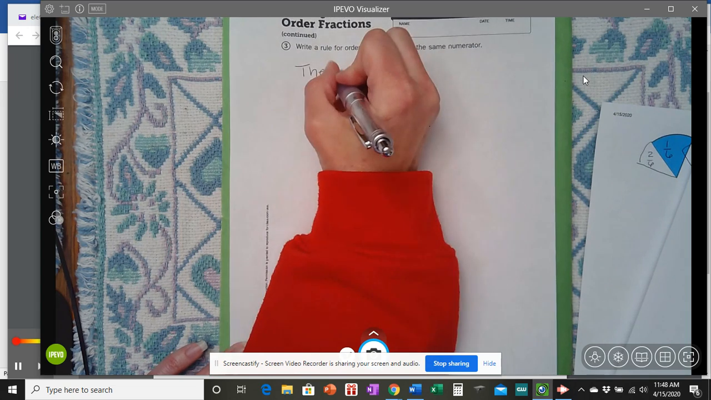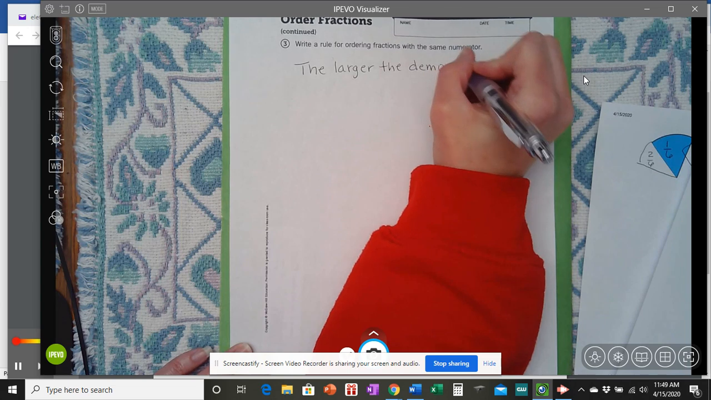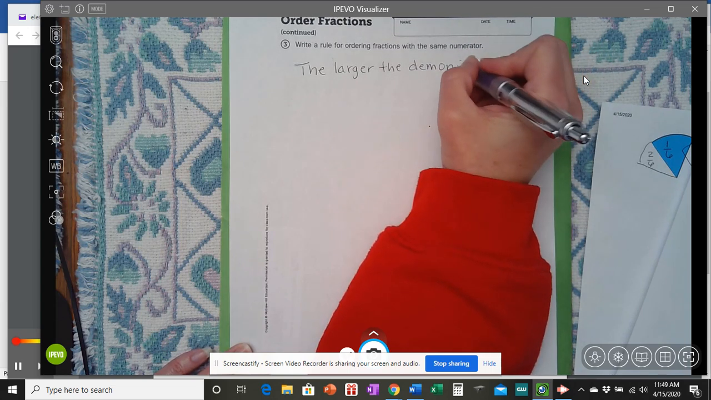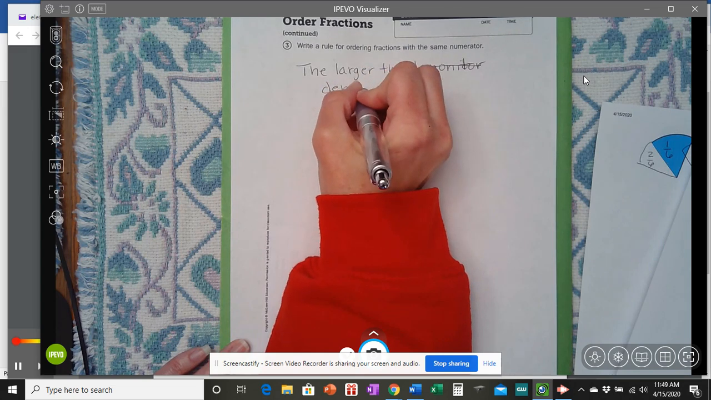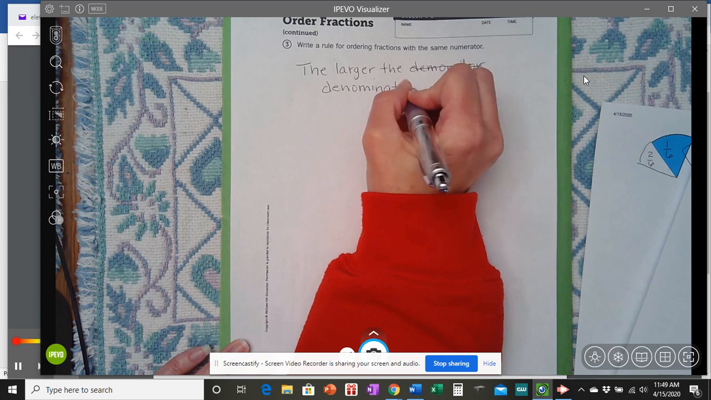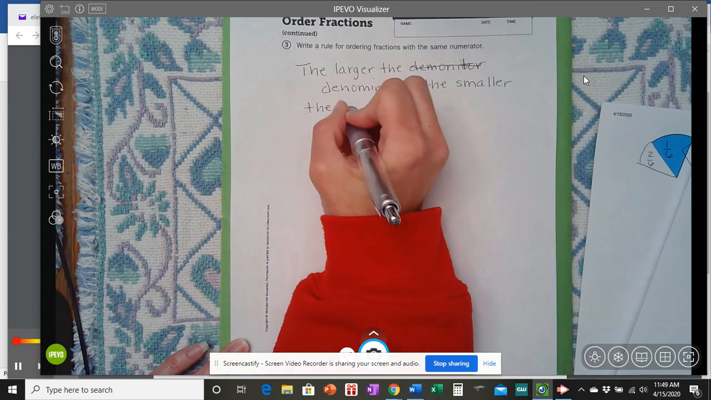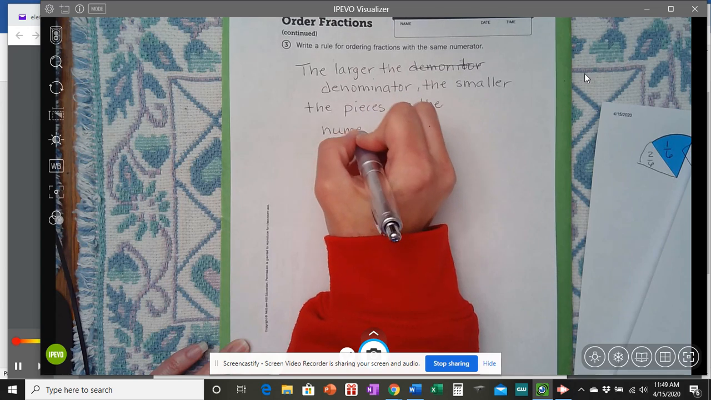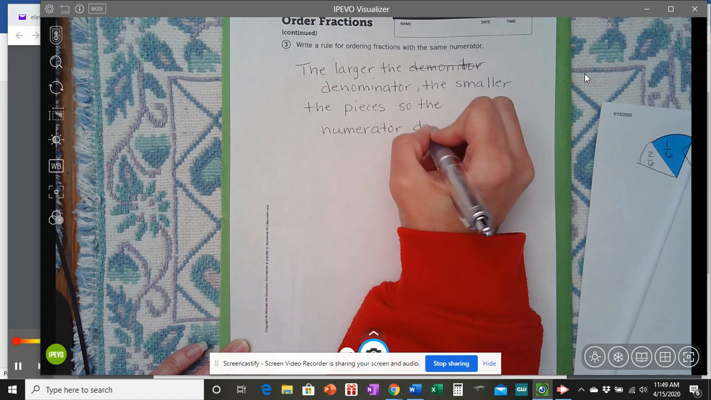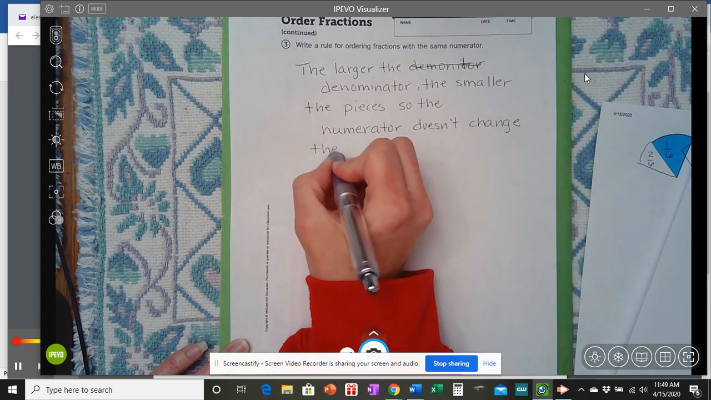So we're going to write that the larger the denominator, the smaller the pieces, so the numerator doesn't change the order.